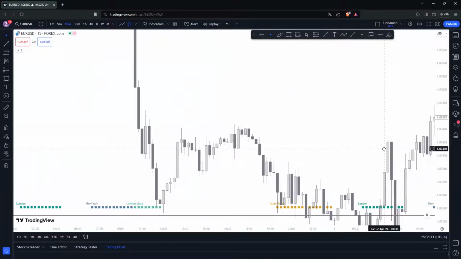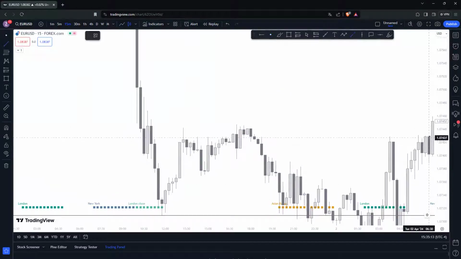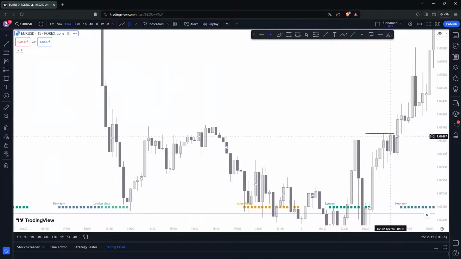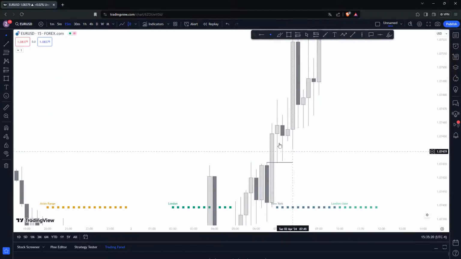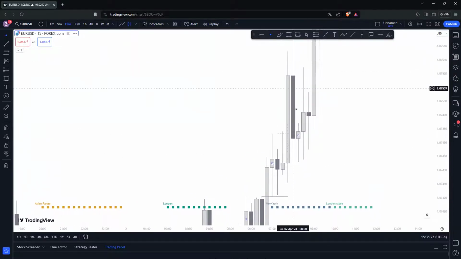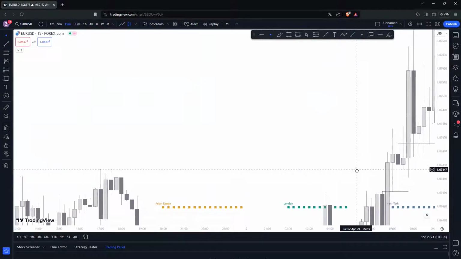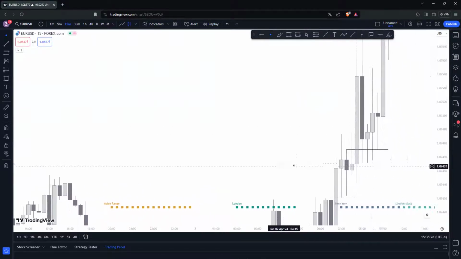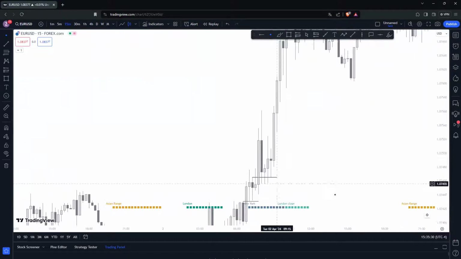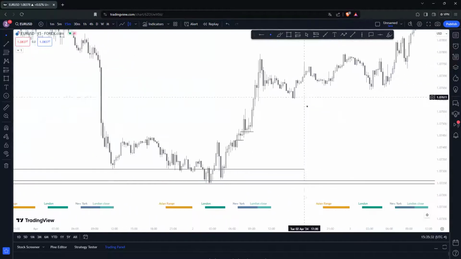Price went up. It created an engulf right here. Price came back to it. That could be a first entry. Price went up, created the engulf right here. As you can see, price went up, it broke it. Price pulls back, you can take another entry there all the way up to the daily target.